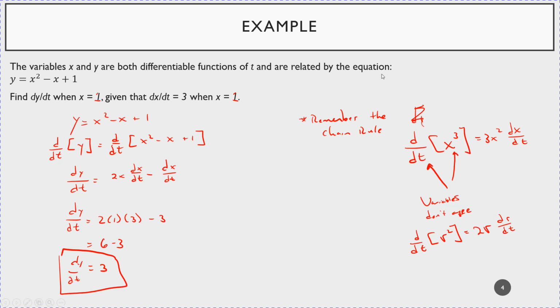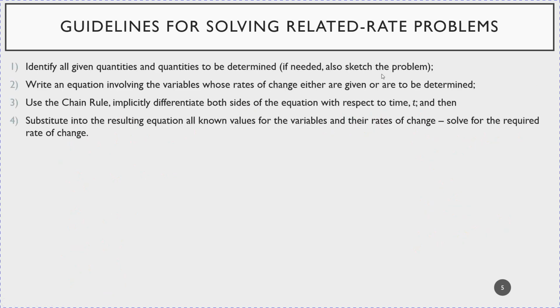All right, so now let's talk about how you solve related rates problems. And we're going to do a number of problems. We'll start with easy ones and work our way up. So the first thing you're going to do is identify all given quantities and quantities to be determined, and if needed, also sketch the problem. There'll be one problem where I'll do a sketch. Then you're going to write an equation involving the variables whose rates of change either are given or to be determined. You're going to use that chain rule, implicitly differentiate both sides of the equation with respect to time, t. And then, just like I did on the previous slide, you're going to substitute into the resulting equation all known values for the variables and their rates of change, and then solve for the required rates of change.